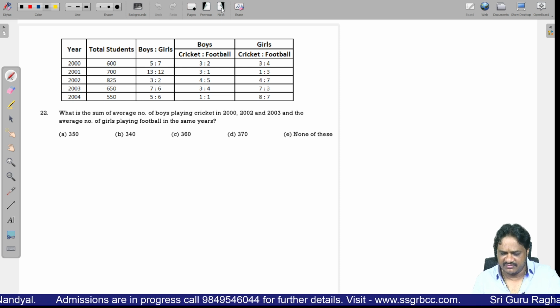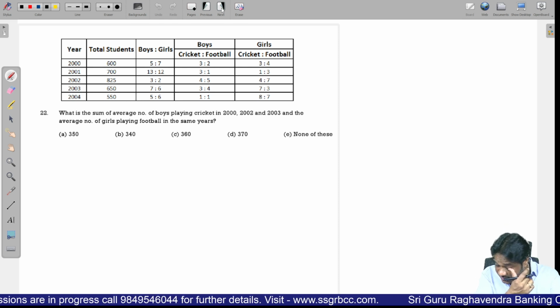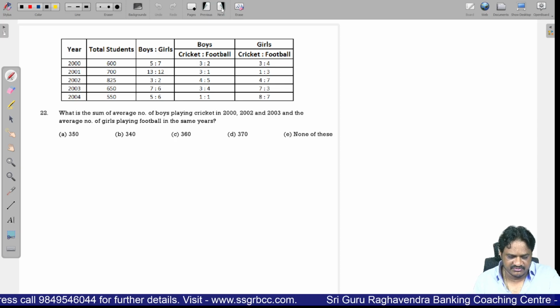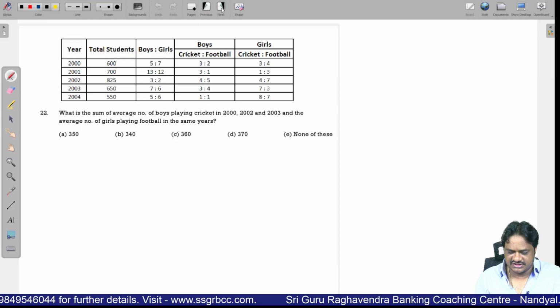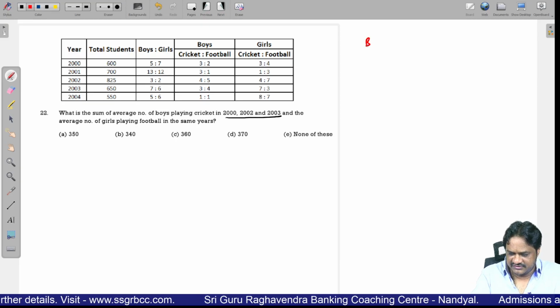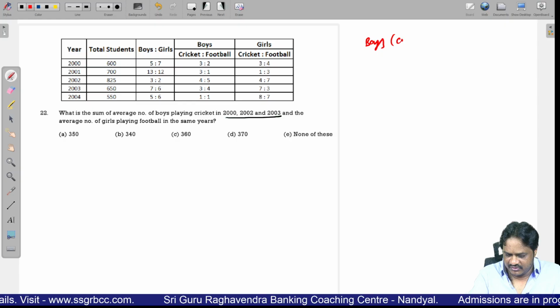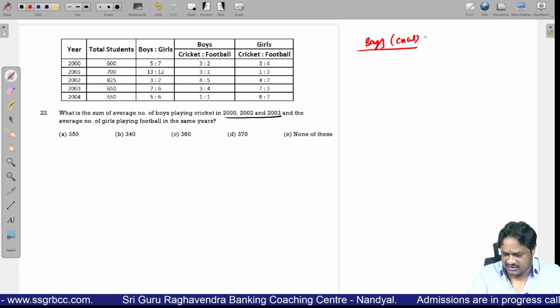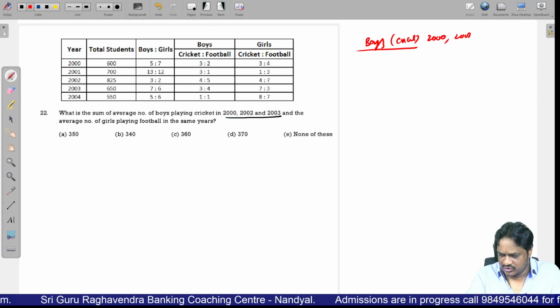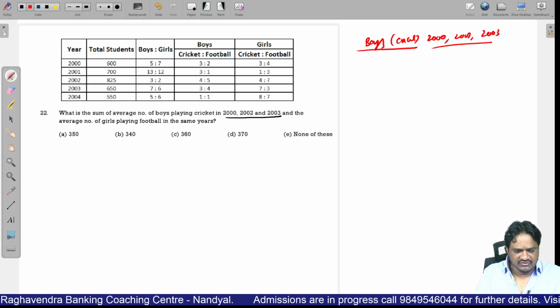What is the sum of the average number of boys playing cricket in 2000, 2002 and 2003, and the average number of girls playing football in the same years? So we have to take only these 3 years. First I am calculating boys cricket in 2000, 2002, 2003. Okay, now do one by one.